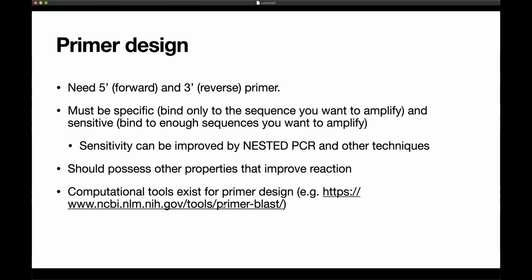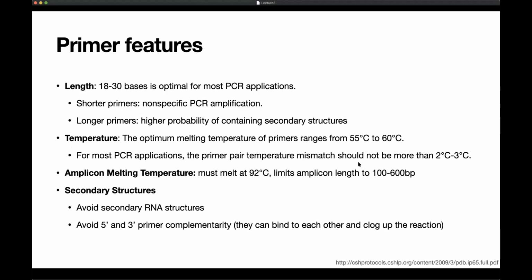And there are a number of computational tools, for example, Primer-BLAST that's maintained by NCBI that allows you to input a sequence and out will come some sets of primers. If you're interested, there's a Cold Spring Harbor Laboratory Protocols paper that I linked here that describes in a lot of detail which primer features are desirable. So for example, a primer should be of a specific length range. So 18 to 30 bases is optimal for most PCR applications.